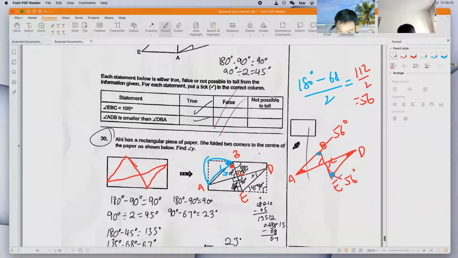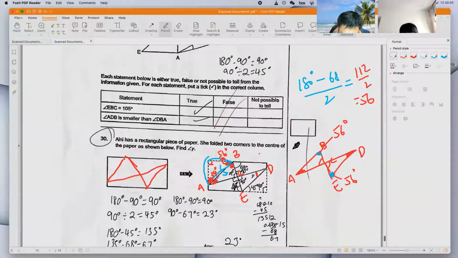But for this question, they are not interested in this. They are interested in the angle y, right? So basically this is also 56. This is 90. Then if this is 90, this is 56. So this is 34. Okay. So if this is 34, then that means this is 34.